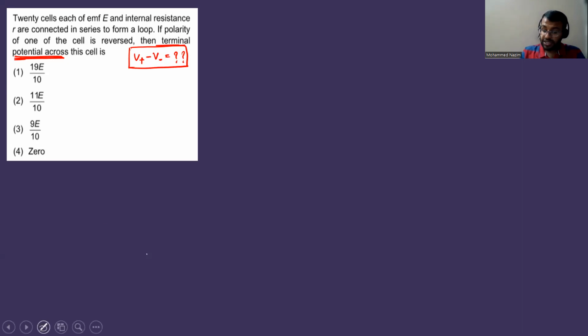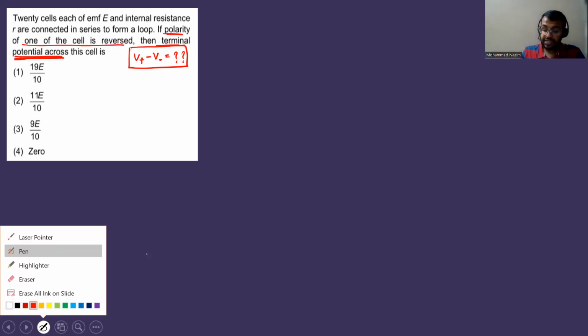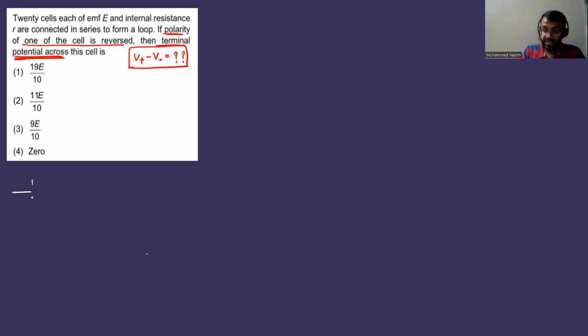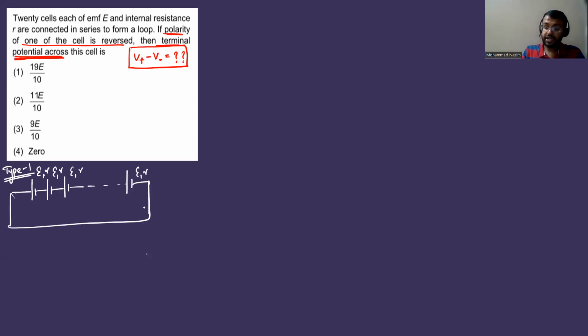But here, the question tells, if the polarity of one of the cells is reversed. Let us not reverse the polarity of any cell. Let us just connect. Let us say 20 cells are there. I'll mention here, this is type 1 question. How many cells? 20 cells. EMF is E and internal resistance is R. They are connected to form a loop. No reversing polarity. We'll just connect it like this.